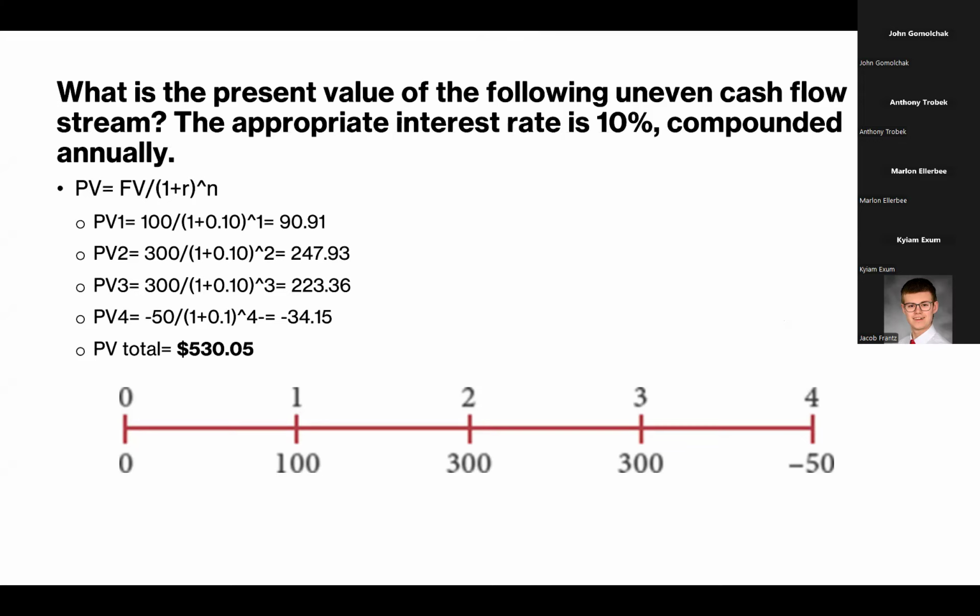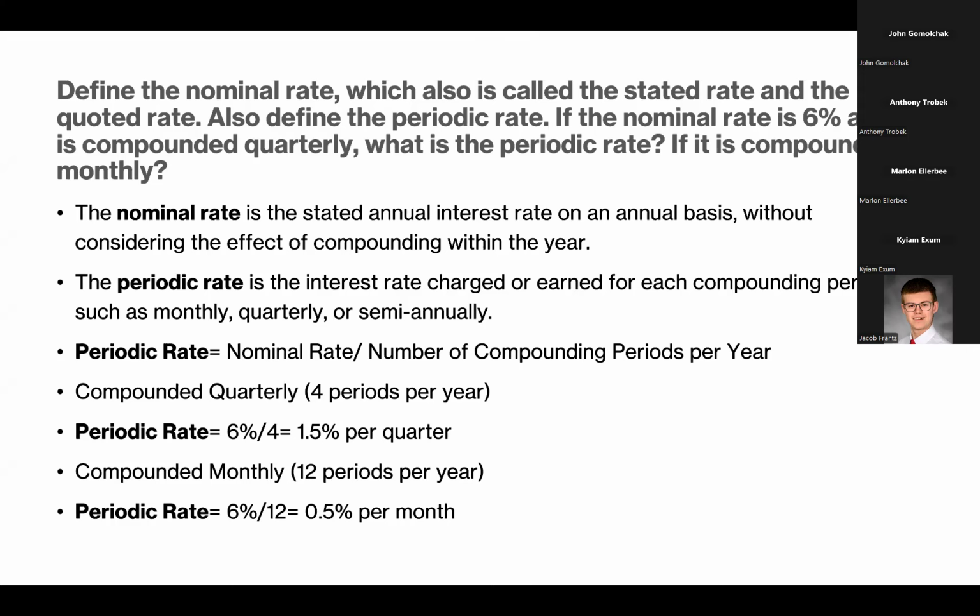So next, define the nominal rate, which is also called the stated rate and the quoted rate. Also define the periodic rate. If the nominal rate is 6% and is compounded quarterly, what is the periodic rate if it is compounded monthly? So the nominal rate is the stated annual interest rate on an annual basis without considering the effect of compounding within the year. The periodic rate is the interest rate charged or earned for each compounded period, such as monthly, quarterly, or semi-annually. And periodic rate equals nominal rate divided by the number of compounded periods per year.